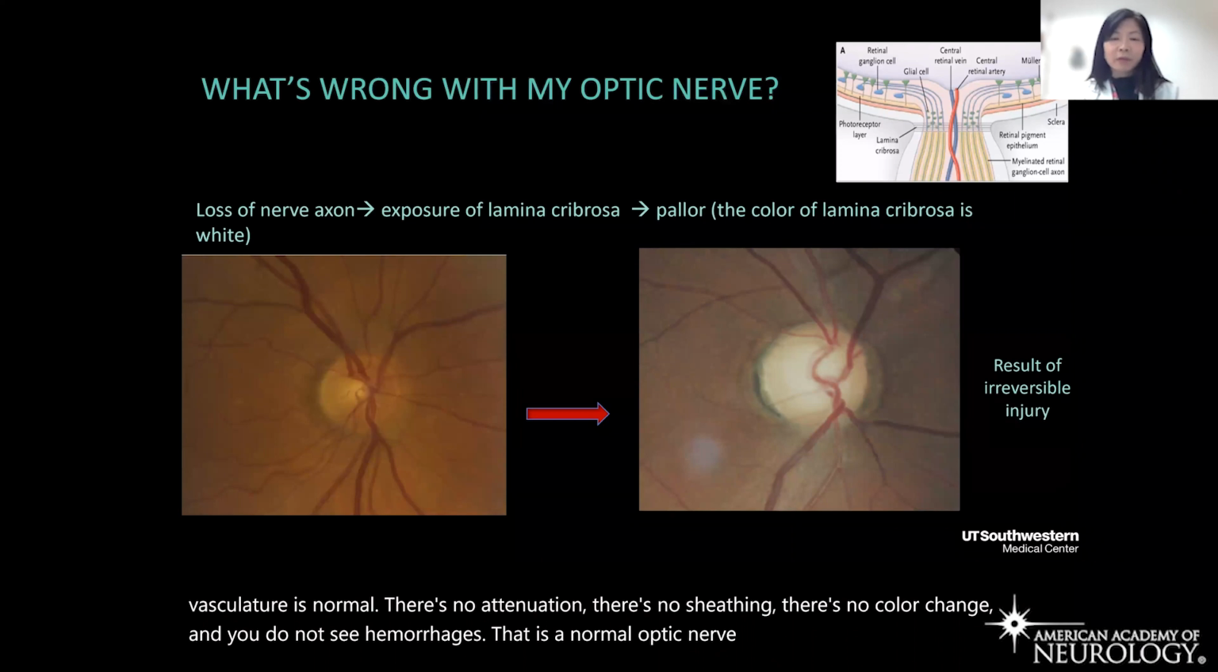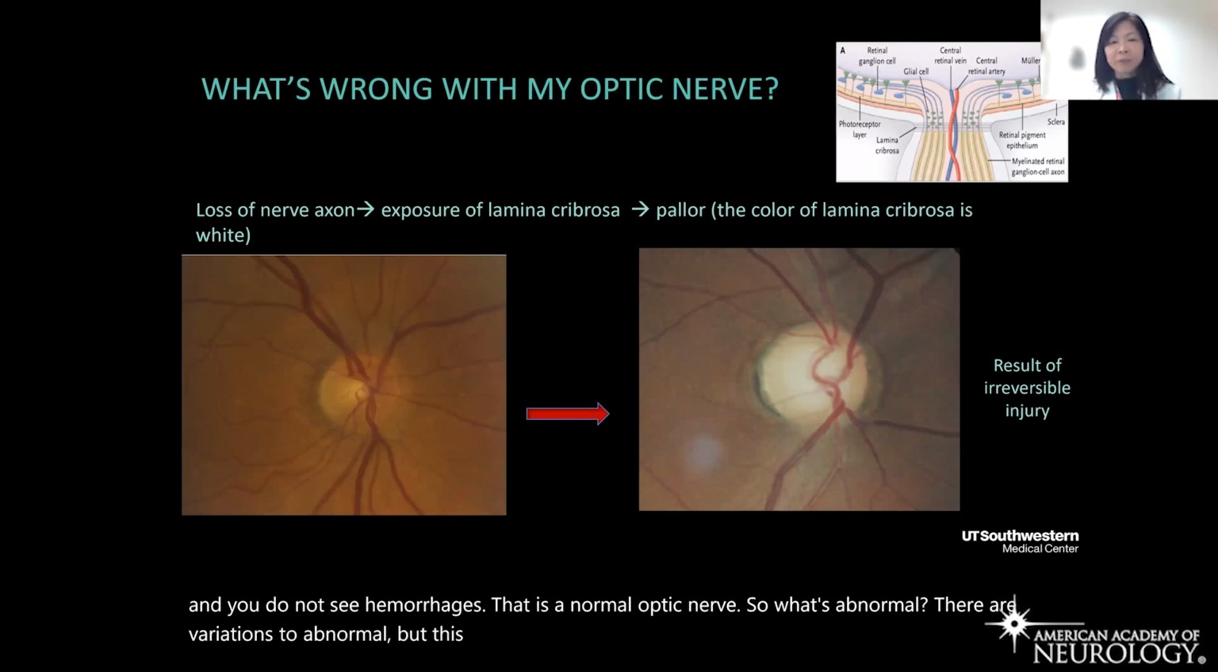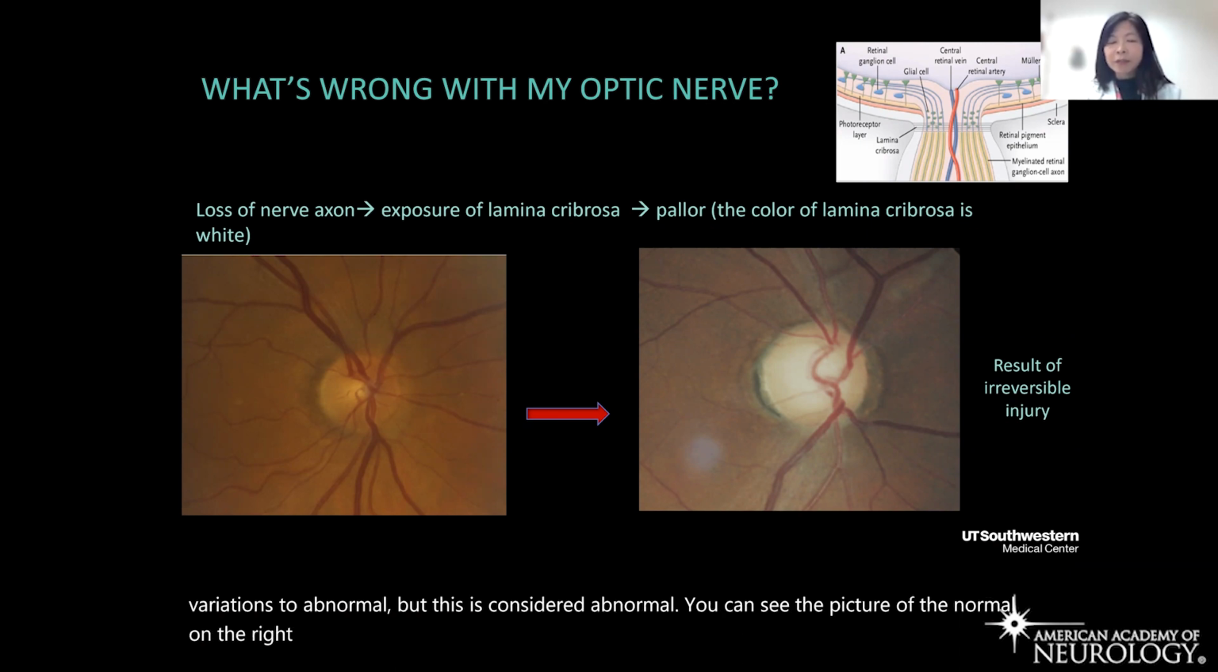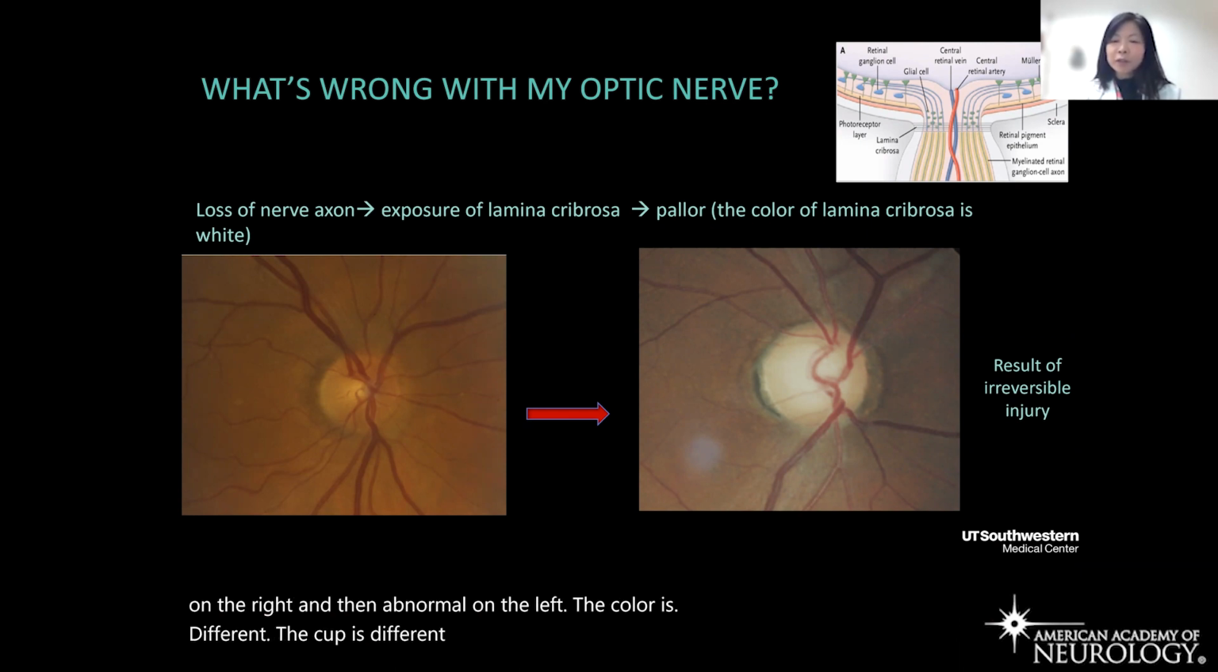So what's abnormal? There are variations to abnormal, but this is considered abnormal. You can see the picture of the normal on the right and then abnormal on the left. The color is different. The cup is different. And you may question, well, why is the color different?